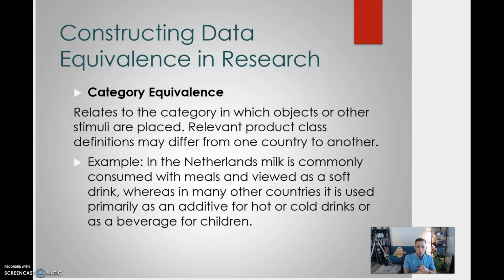Category equivalence relates to this idea of where objects or stimuli are placed, relevant to class definitions from one country to another. In the Netherlands, milk is consumed with meals as a soft drink or as a normal drink that anybody would have, adults, children, or not. Whereas in the United States, it's something we give our kids. So you'll see that's a very different market behavior.